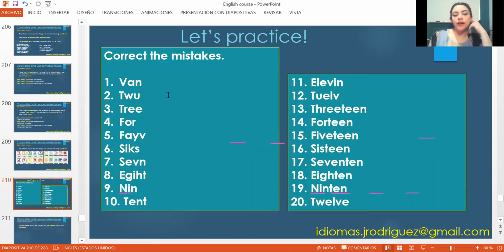Okay, here I have an exercise. It says correct the mistakes. I have the numbers from 1 to 20. Tengo los números del 1 al 20, but all of them are wrongly spelled. Todos están escritos de manera incorrecta. So I need you to please put them in the correct form. I'm gonna help you with the first, number 1.